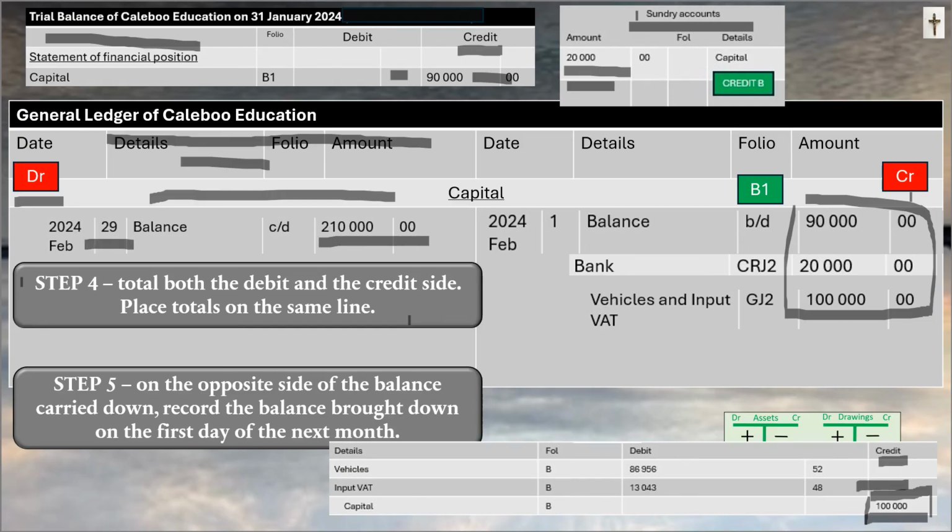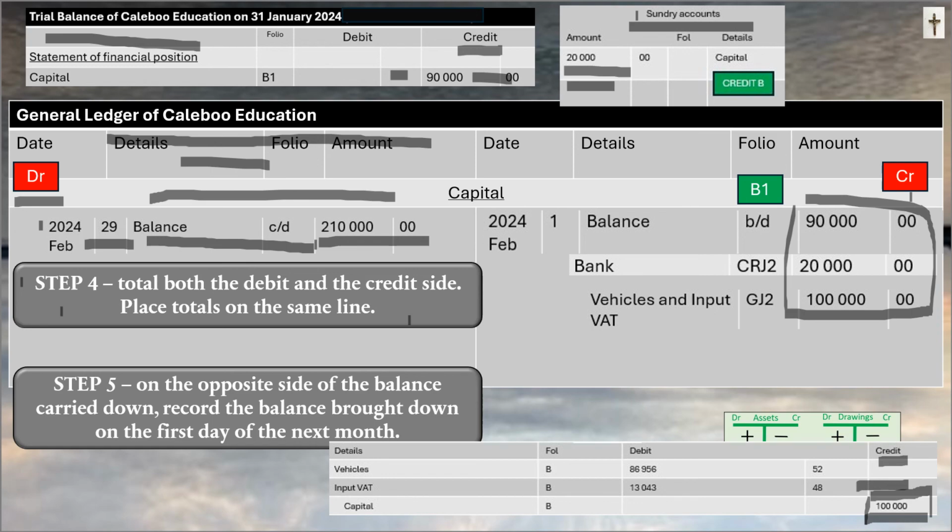On the last day of the month, how many days in February? 29, and it's the balance carried down. There are 29 days in February because 2024 is a leap year. So now I've got the balance carried down, which was the difference between the credit side and the debit side. The debit side had nothing in, and the credit side had 210,000.